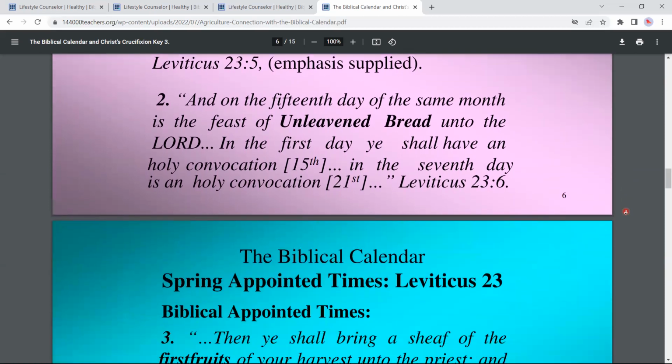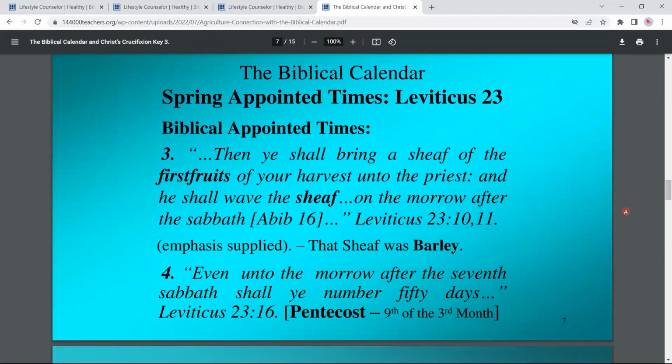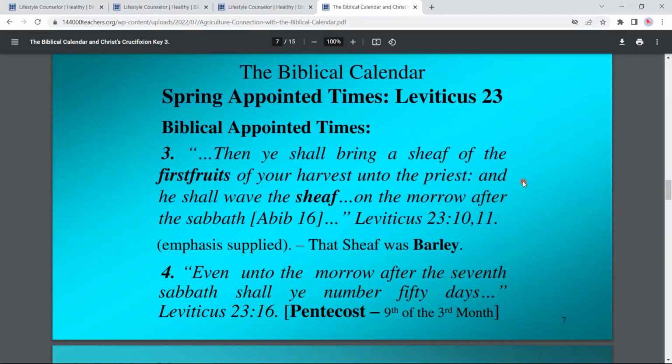The biblical calendar spring appointed times of Leviticus 23. As we continue with verses 10 and 11, then ye shall bring a sheaf of the first fruits of your harvest unto the priest, and he shall wave the sheaf on the morrow after the Sabbath, which would be Abib 16, or the first month on the 16th. That sheaf was barley, being the first fruit unto the Lord. Continuing with Leviticus 23, verse 16, even unto the morrow after the seventh Sabbath shall ye number 50 days, which brings us to the 9th of the third biblical month called Pentecost.